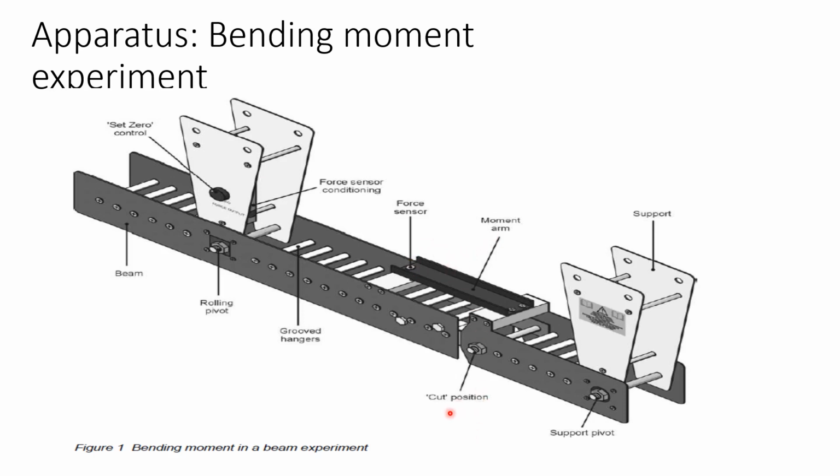This is the cut position. So the cut position is very important in this section. There is a cut in the beam, and we will find the bending moment at this position. To stop the collapsing of the beam, a moment arm is connected on this section, and a force sensor is connected at the end of this moment arm. So the moment arm is very important to calculate the bending moment in this section. We will find the bending moment by using this distance and this arm length, the moment arm, which is 0.125 meter.